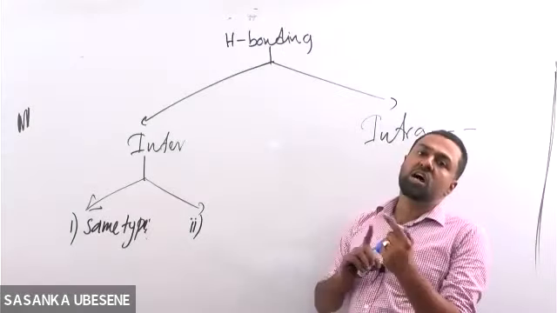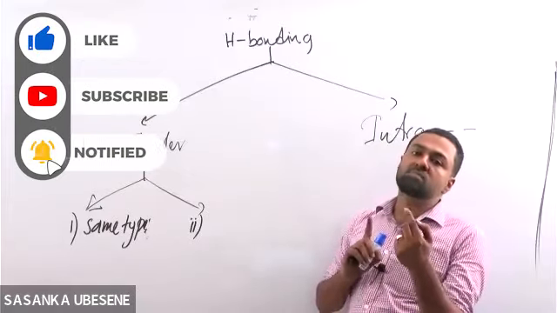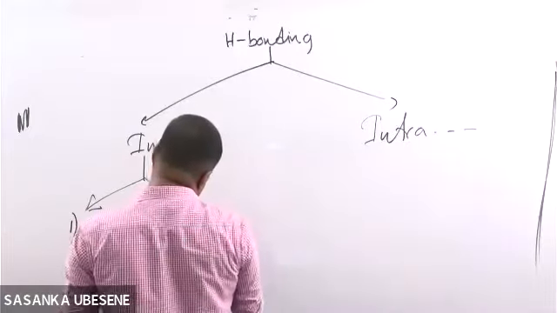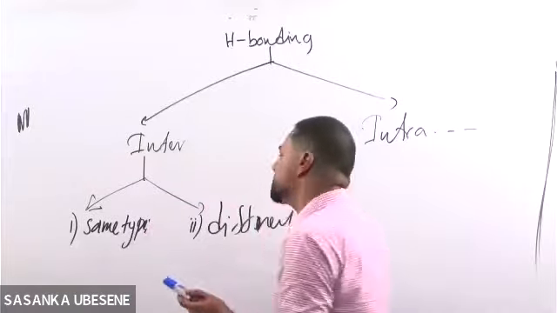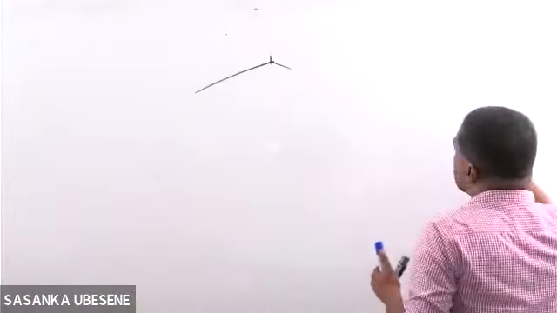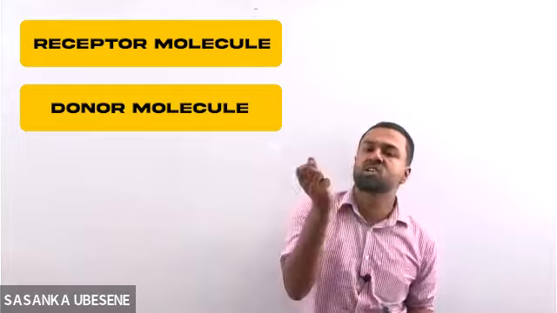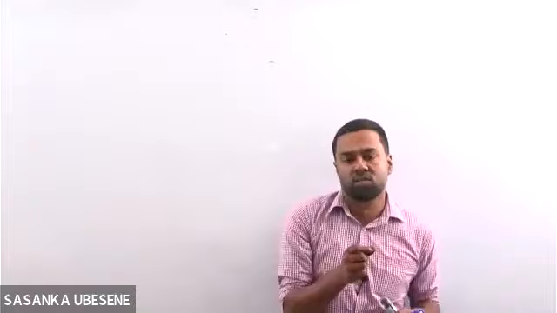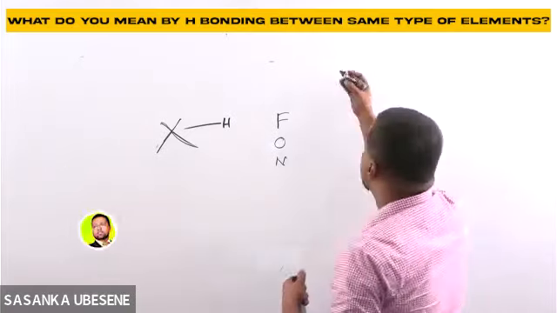What are the two different types of intermolecular hydrogen bonding? Hydrogen bonding between same type of molecules and hydrogen bonding between different types of molecules. Whatever the hydrogen bond, you have a receptor and a donor. You have a receptor molecule and you have a donor molecule. What do you mean by hydrogen bonding between same type of molecules?